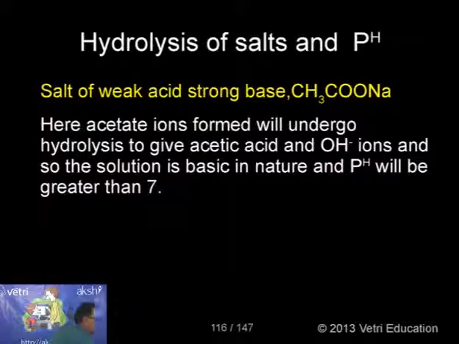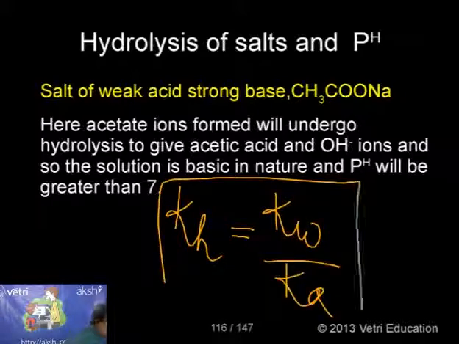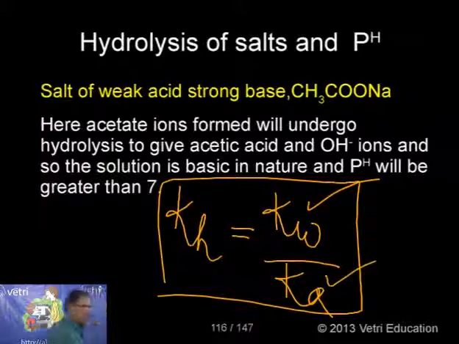Correspondingly, as usual, the hydrolysis constant here is equal to KW by KA. This is the equation you have to use for a salt of a weak acid and strong base, a specific example being sodium acetate. As usual, KH is the hydrolysis constant, KW is the ionic product of water, and KA is the corresponding ionization constant of your weak acid. This is the interesting information for this particular salt of weak acid and strong base. So the solution will be basic, and pH will be greater than 7. Let me go for the next one, the third type.